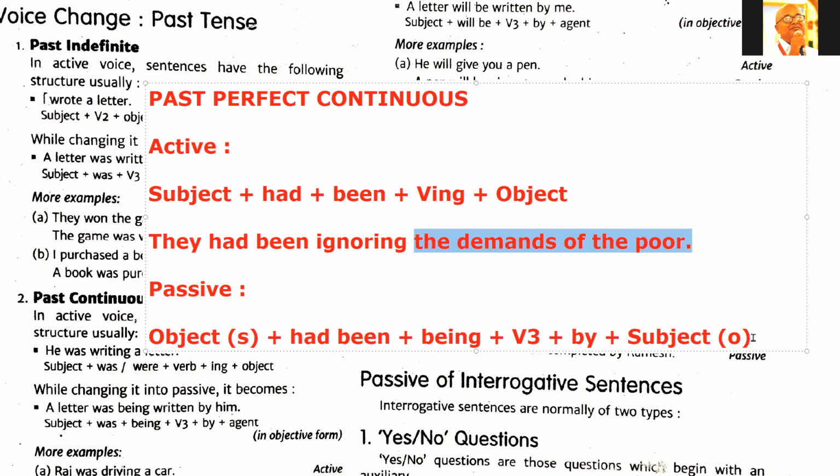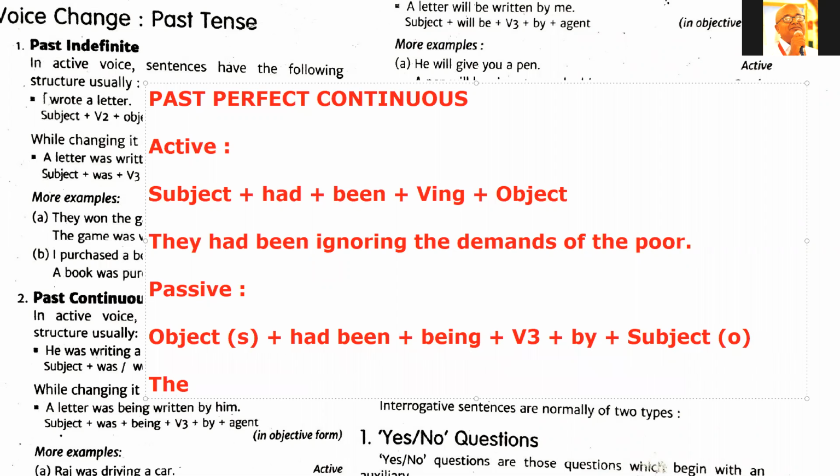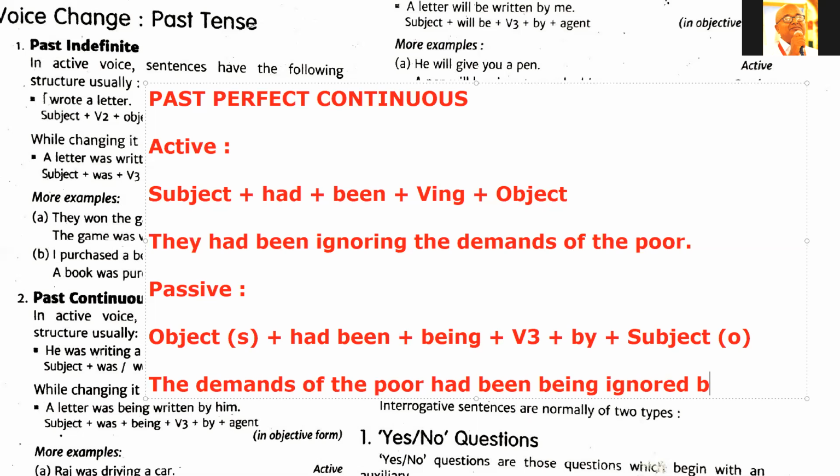बाकी स्ट्रक्चर तुम्हें समझ में आ रहा होगा. So object को subject बनाओ in passive. The demands of the poor, then had been, being, V3, ignored by them. The demands of the poor had been being ignored by them. This is the passive conversion in case of past perfect progressive.